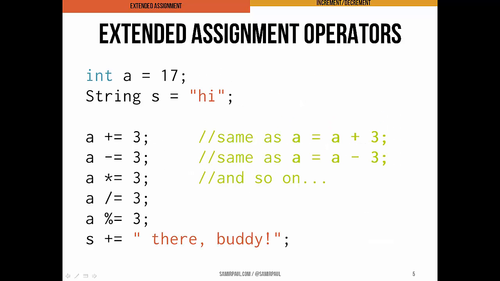Faster ways to do this. As an example, suppose we start with an int variable called a, which starts at 17. If we do a += 3, that's the same as us doing a = a + 3. If we do a -= 3, that's the same as a = a - 3, and so on. We can do the same thing with a string, actually. If we start with a string s with a value "hi", we can go ahead and do s +=, and it's going to concatenate this string onto "hi".